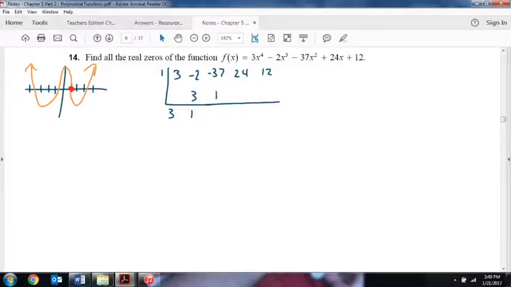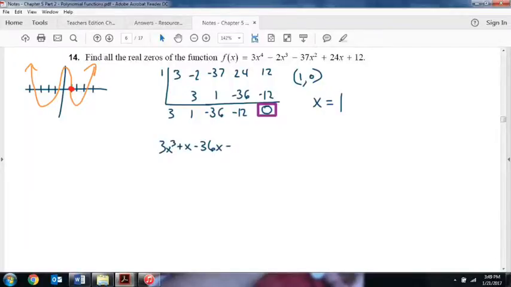1 times 1 is 1. So that's a negative 36 times 1. That's a negative 36. Negative 36 plus 24 is negative 12. Times 1 is negative 12. Adds up to 0. So since it enters 0, that means 1 is one of our roots. It means we have the point 1, 0 on our graph. So x equals 1. We know that. And from this, we also know that what's remaining is the polynomial 3x cubed plus x squared minus 36x minus 12.